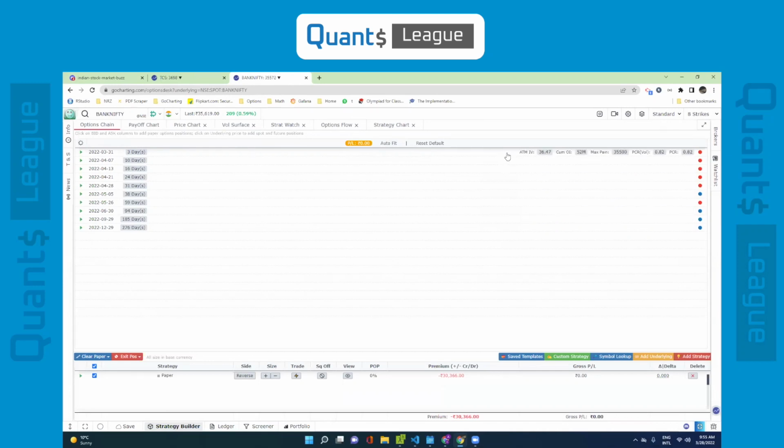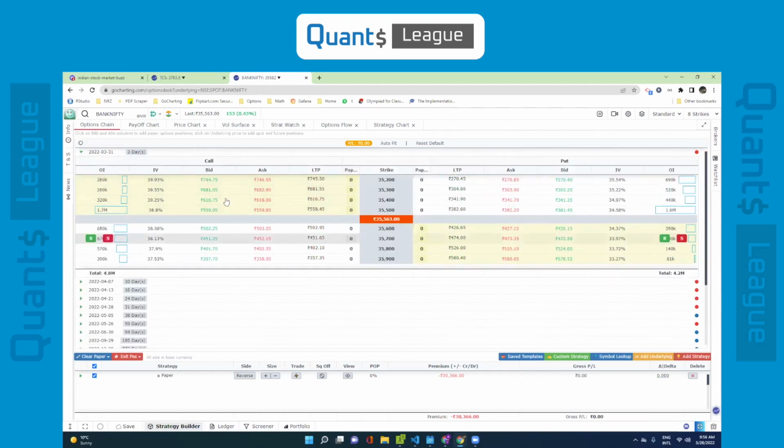When you hover over each of these series, there are certain bearish and bullish metrics that we provide, basically signals at a series level. You get to see the at the money IV, the cumulative OI, max pain, the PCR in terms of volume and OI, and certain dots colored red or blue, depending on whether we feel it's a bearish or bullish trend going on. Our understanding is this particular trend is bearish. When you click on each of them, that opens up the option chain.